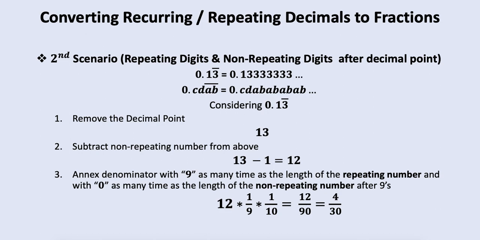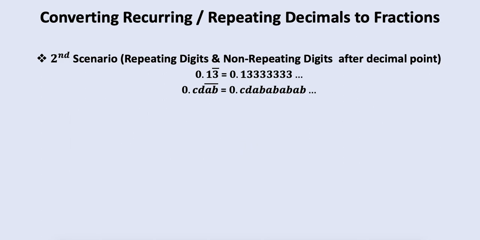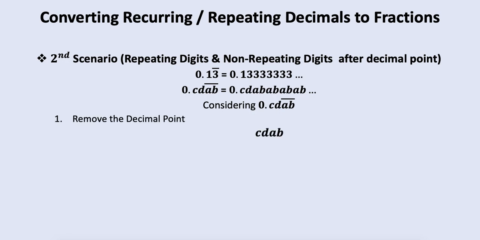So this will be 12 over 90, and if you reduce further, this will be 4 by 30. And remember, this 0 means 10. And the second, if I consider the variable, now the first thing is remove the decimal point, this will become CDAB. The next step, subtract the non-repeating number from the above. So what is a non-repeating number? That is CD. So this will be CDAB minus CD.